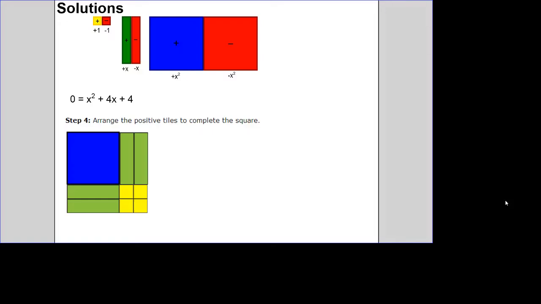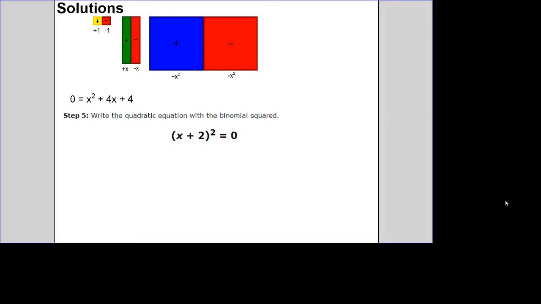Our next task is just to figure out what makes that square. Notice that it was x plus 2 times x plus 2, also written as x plus 2 squared. Once we've done that, we can now do inverse operations by square rooting both sides. The square root of x plus 2 squared is just x plus 2. The square root of 0 is 0, and so we get x plus 2 equals 0. One more step to solve this problem. We just have to subtract 2 on both sides, and we get the solution x equals negative 2.